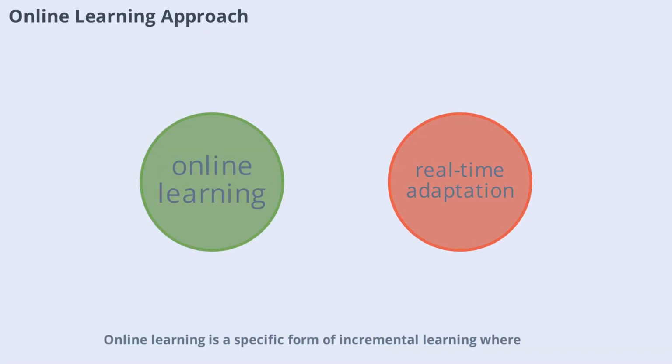Online learning is a specific form of incremental learning, where the model updates itself one data point at a time. This is ideal for scenarios where data arrives continuously, such as stock market predictions or real-time recommendation systems. Online learning allows the model to quickly adapt to new information, making it highly responsive to changing environments. It's a practical solution for applications that require immediate updates and real-time decision-making.